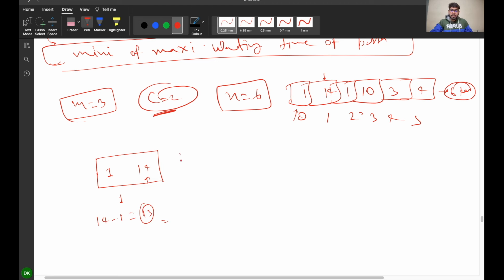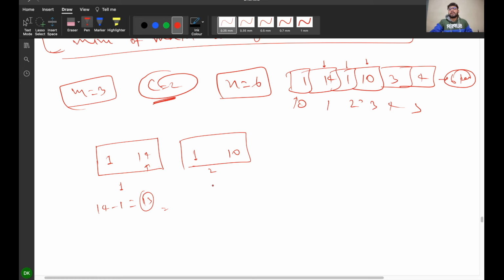Again, in bus number 2, I am placing the third person into bus number 2, and placing the fourth person in bus number 2. Again, I am calculating the maximum waiting time for this bus. What is it? 10 minus 1 is 9 seconds.